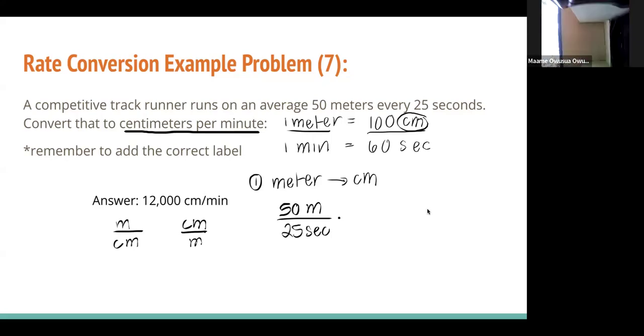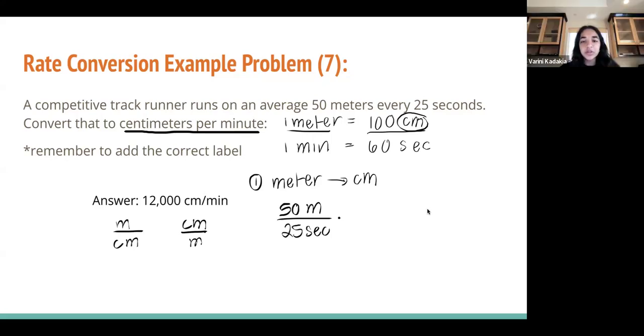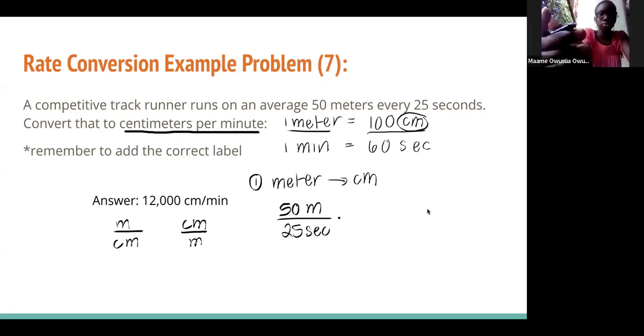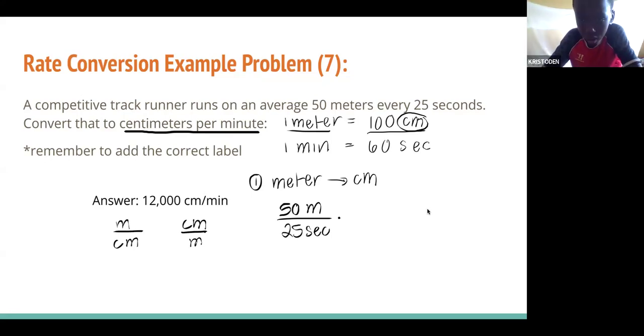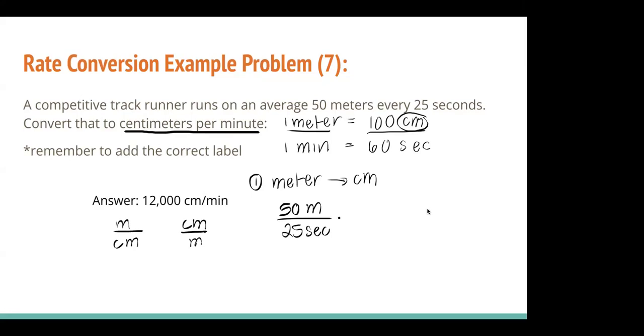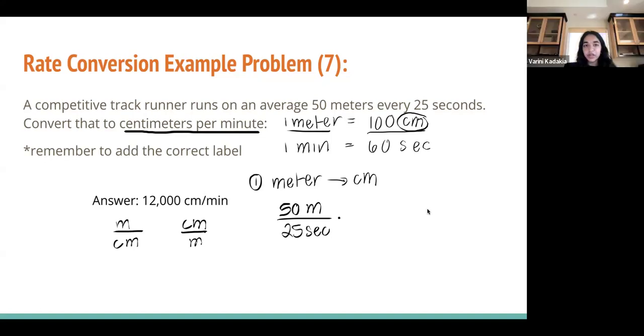For those of you that are saying meters over centimeters, why are you saying that? Because the question says an average of 50 meters. So 50 meters is the main number we are dealing with. So remember what the ratio is supposed to look like? It's the one you want to find over the one that's given. So in this case, what units are we trying to find the answer in?